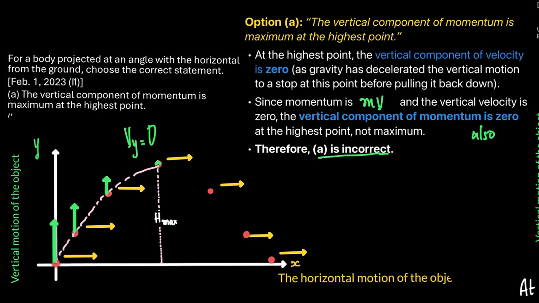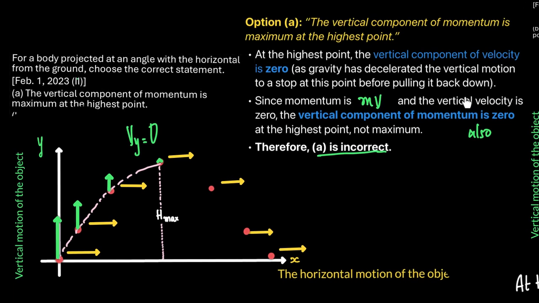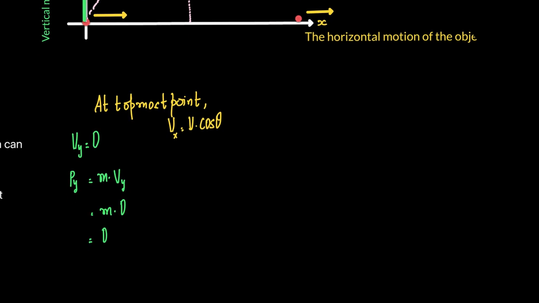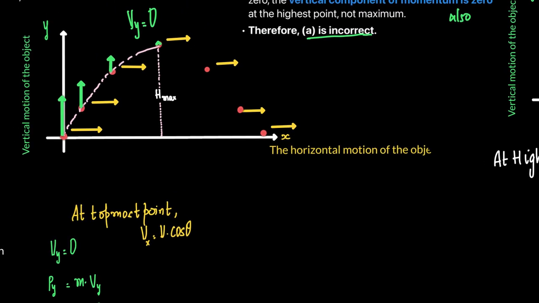Now please make sure that you make a note of these things first, right? Make a note of these things and then we'll try to do it mathematically. So I can say that at the topmost point, the only velocity is Vx is equal to V cos theta, right?